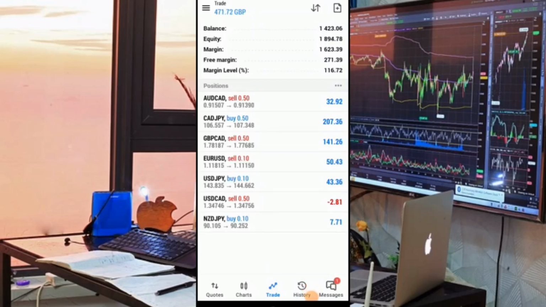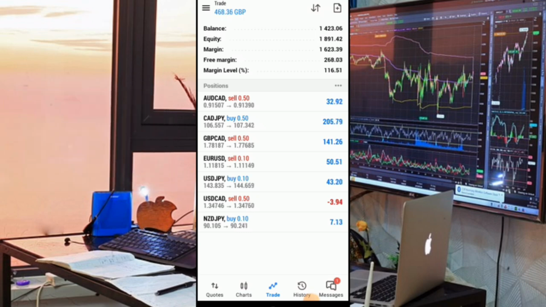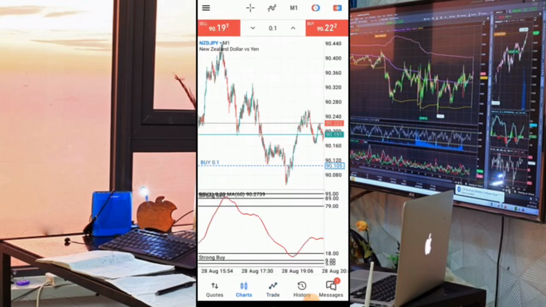As you can see, we are just continuing from the trades we were doing yesterday. They are still going so fine. Only one is misbehaving over here, but it's also going to come back to line in no time. So today I just want to show you guys using the moving average and RSI.